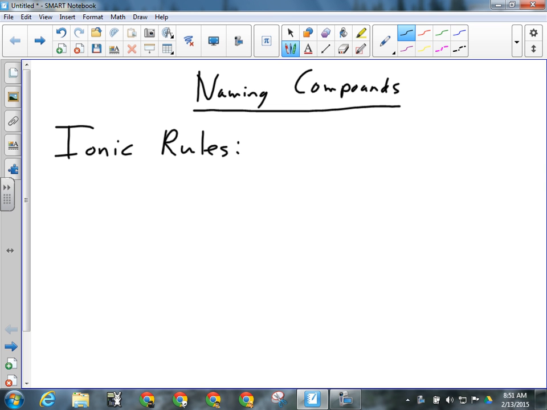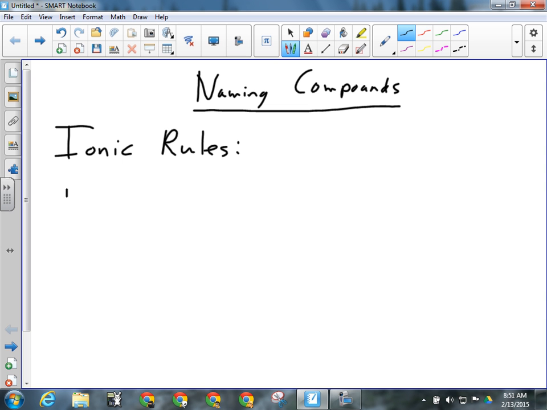So for naming an ionic compound, first off, we have to know something's ionic. It has what in it? It has a metal and a non-metal, or two polyatomic ions, or a metal and a polyatomic ion. The big thing is, basically, it's got a metal in it. You're very rarely going to have an ionic compound that doesn't. So we're looking at a metal and a non-metal. Most important things we need to remember.